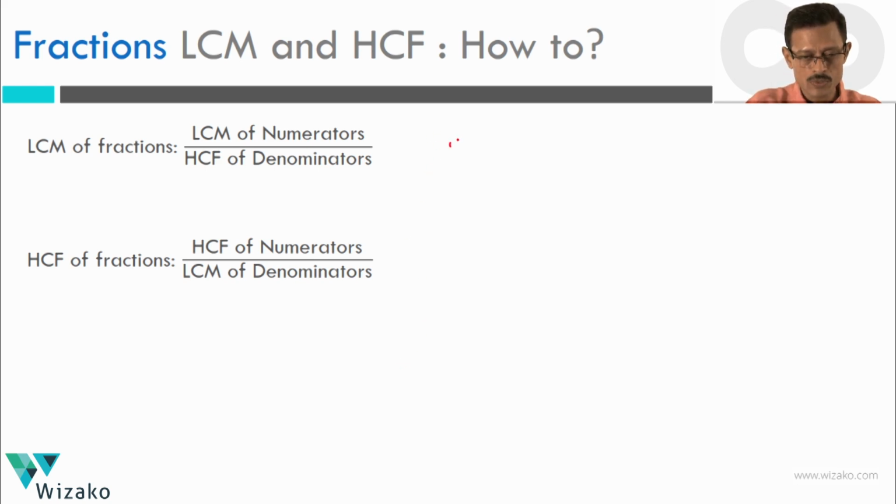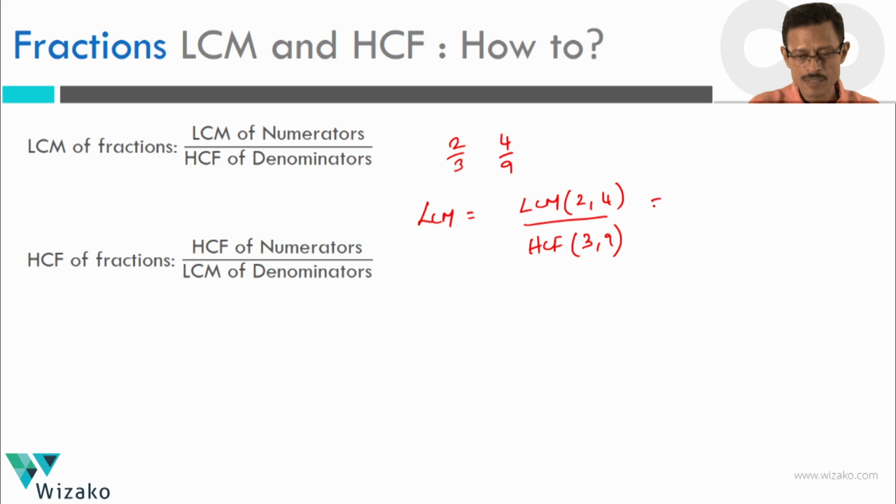We're going to pick these two numbers, 2 by 3 and 4 by 9. Let's find out the LCM and HCF of both these numbers. The LCM of both these numbers by the formula is LCM of the numerators, which is LCM of 2 and 4, divided by the HCF of the denominators, which is HCF of 3 and 9. LCM of 2 and 4 is 4. HCF of 3 and 9 is 3. So the LCM of these two fractions is 4 by 3.